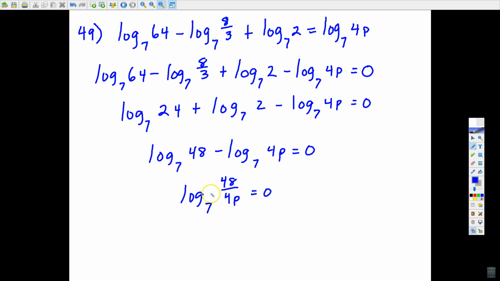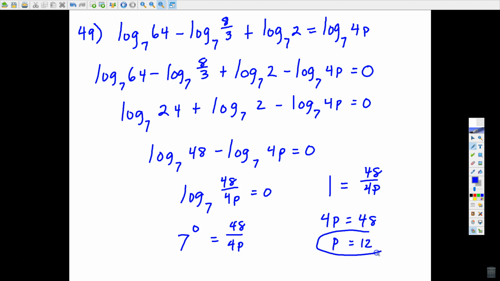And now that I'm in single log form, I'm going to change this into exponential form. 7 to the 0 power is 48 over 4p. 7 to the 0 is just 1. Multiply by 4p on both sides. Divide by 4 on both sides. And my answer, I think, is 12. But we need to check it.